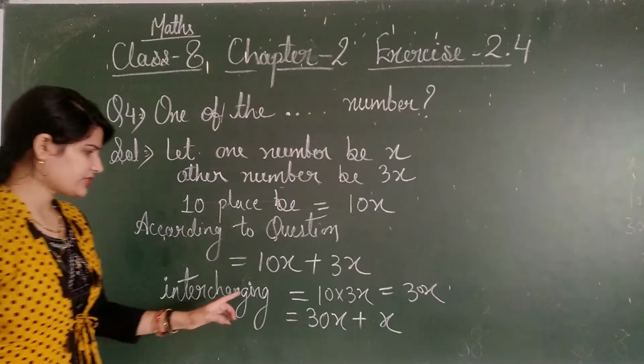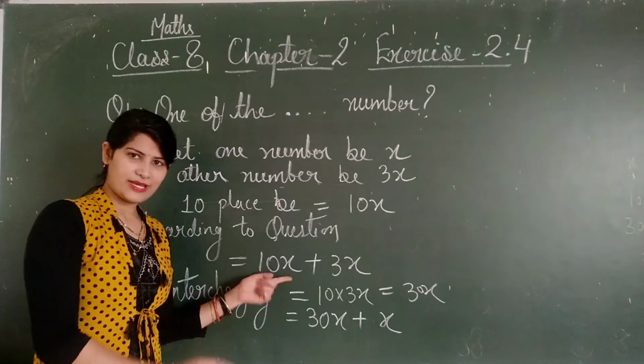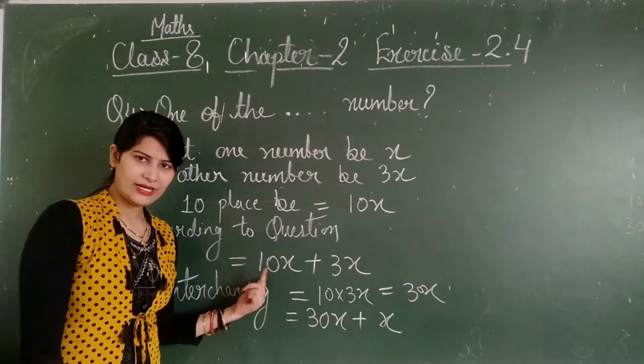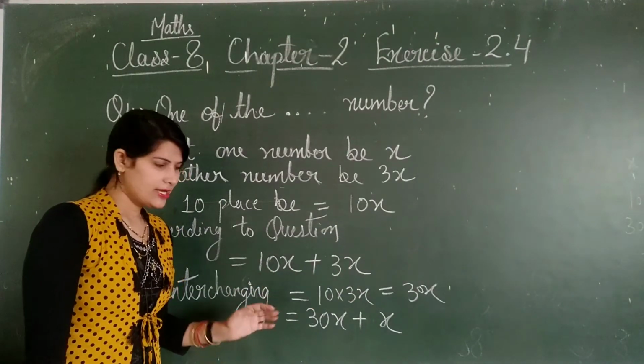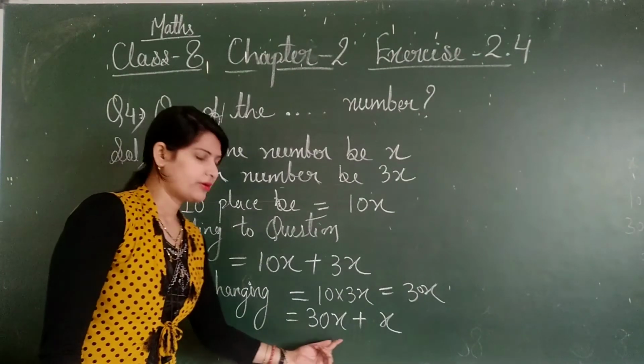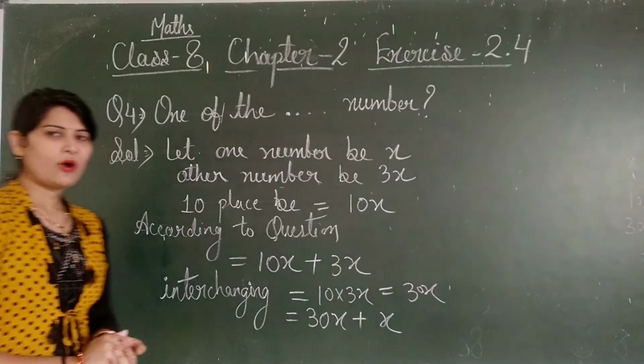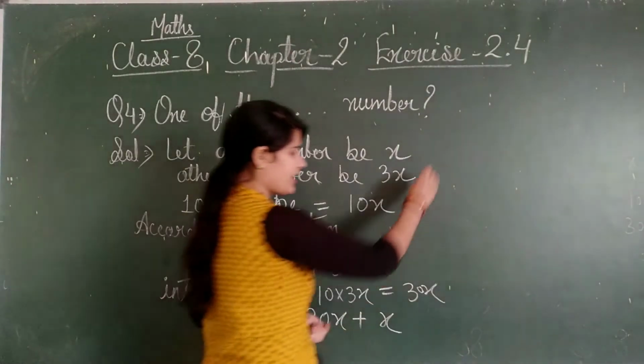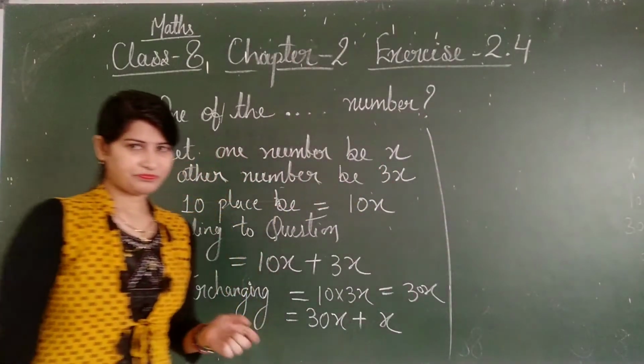This is a very simple question. 10x, first digit x, so multiply by 10. 10x plus 3x as it is. Now interchange. So 3 multiply 10, tens place. So 30x plus x. Now according to the question, what we have to do is simple.